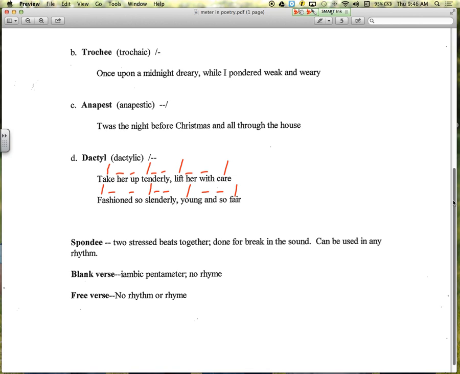Now, we're going to come back and talk about these things in a little bit. Just turn your paper over. We're going to put some notes on the back of the paper. I need to get my notebook up here.